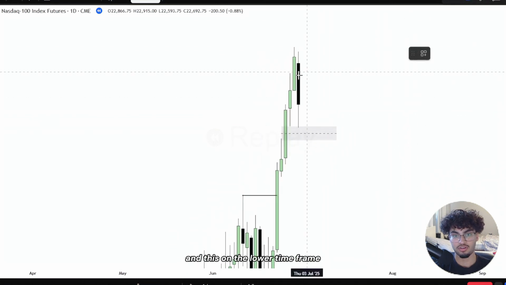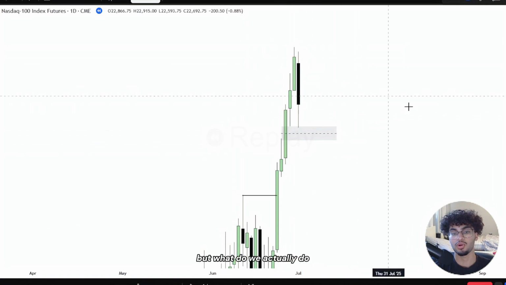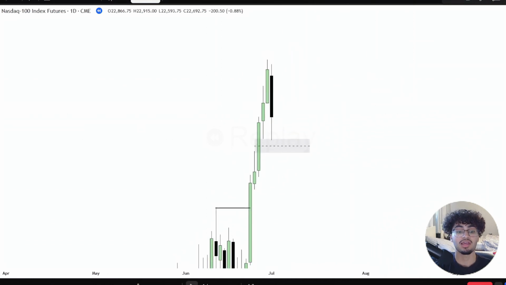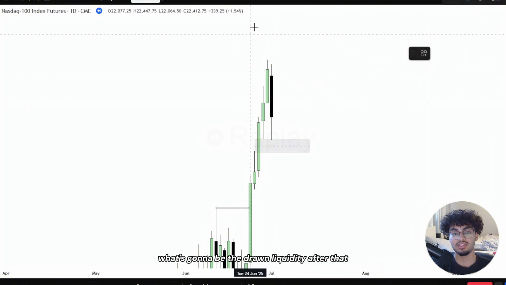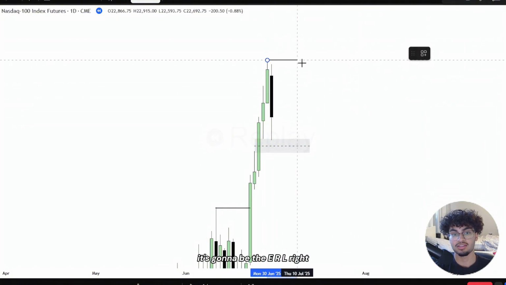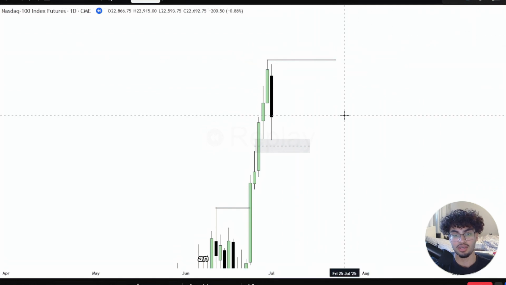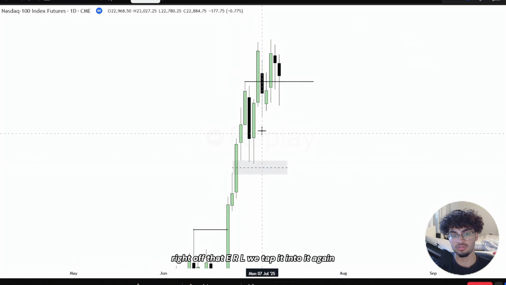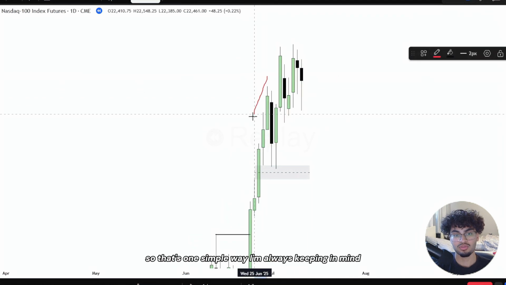And this on the lower time frame is just some sort of lower time frame reversal. But what do we actually do? We just come back into the internal range of liquidity. And what's the next step? After tapping into the internal range of liquidity, what's going to be the drawn liquidity after that? It's going to be ERL, right? The daily ERL right over here. And as you can clearly see, right off that ERL, we tap into it again. And then the next day, we sweep out this ERL. So that's one simple way.